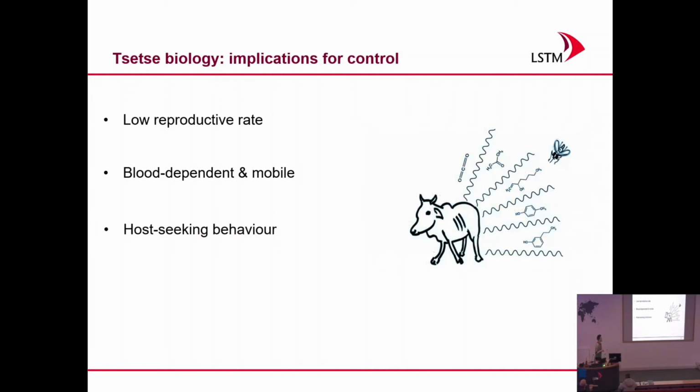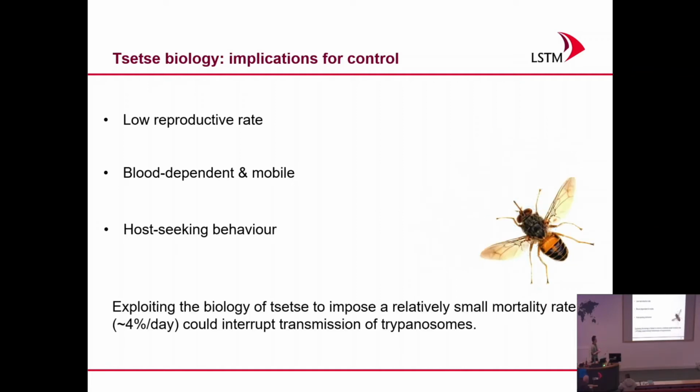And there's also been a lot of work on host-seeking behavior to understand some of the cues which lead tsetse flies to hosts in order to obtain that blood meal. So understanding those odor cues and visual cues would help with the development of vector control tools. And this biology means that if we can impose a relatively small mortality rate on tsetse flies, say 4% of the population per day, then in theory we could interrupt the transmission of trypanosomes. So it really does give hope for using vector control for disease control.